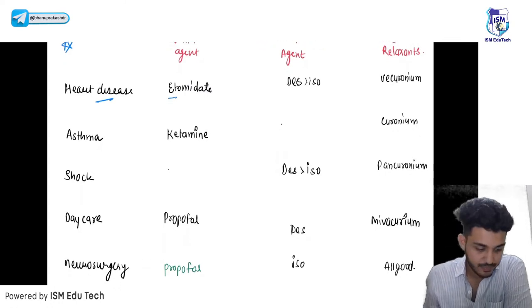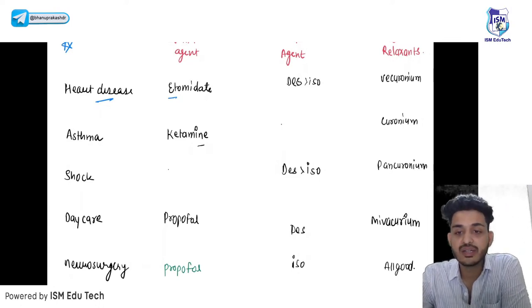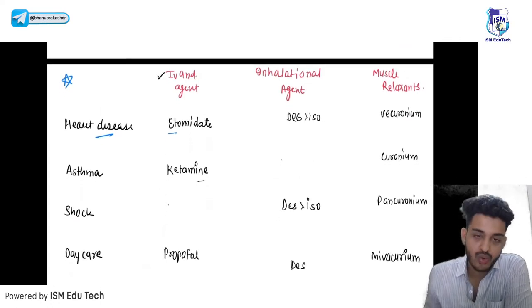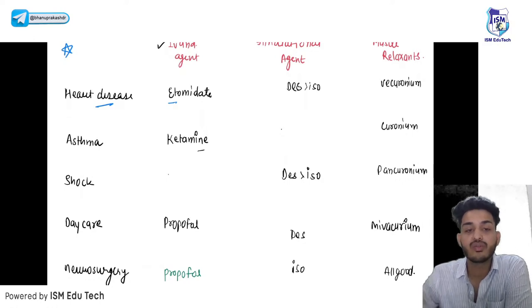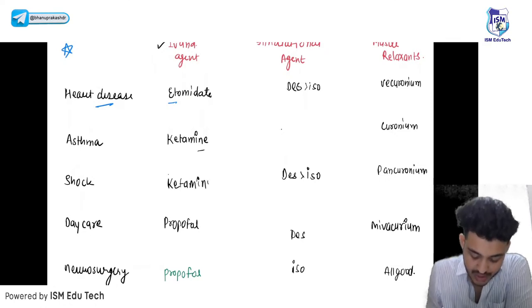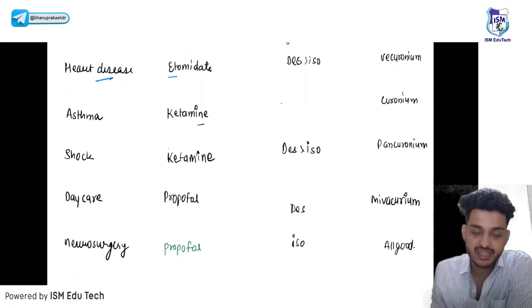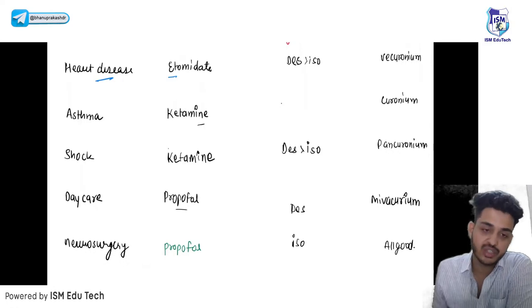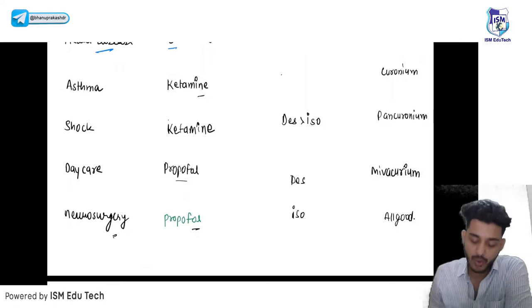Just try to speak. Okay, second thing will be asthma. In asthma, ketamine. I told you, ketamine is the best bronchodilator among IV agents. Okay. Third thing, in shock, I told you, shock. What will be the answer in shock? In shock, the answer will be ketamine again. I told you, it is a sympathomimetic, so it will be helpful in shock as well. In day care surgery, the agent of choice will be propofol. In neurosurgery, the agent of choice will be again propofol.